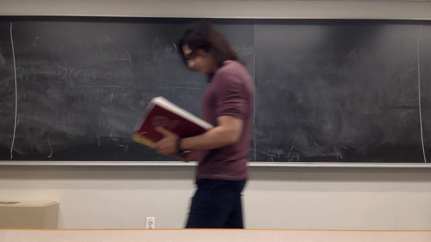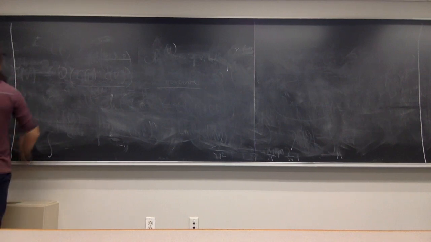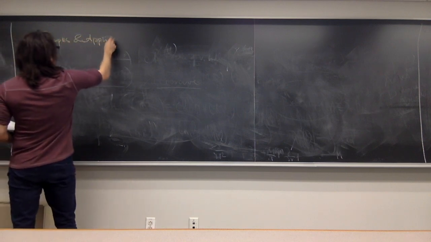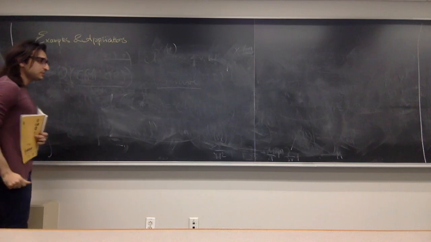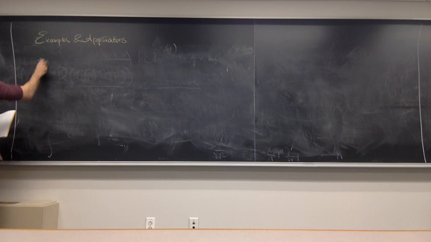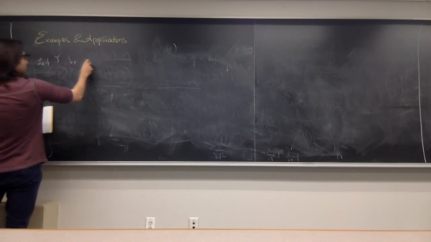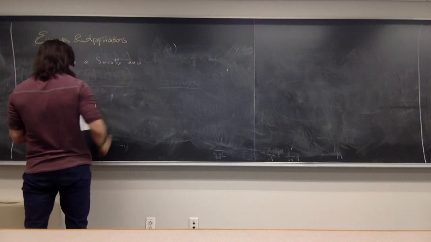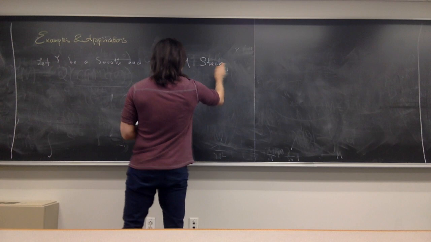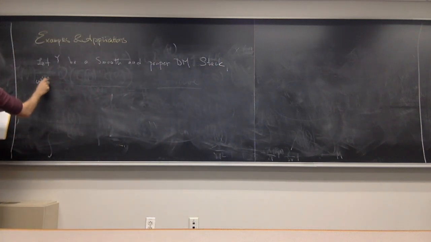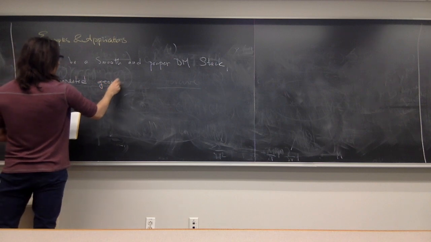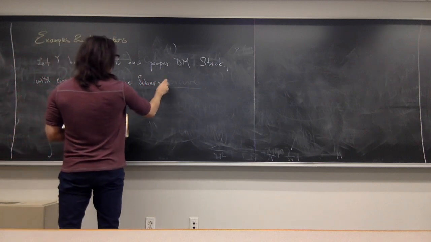Okay, so some examples and applications of shifted symplectic structures, and the theorem we proved about Lagrangian intersections and so on. Let Y be a smooth and proper Deligne-Mumford stack with connected geometric fibers, of, let's say, dimension D.